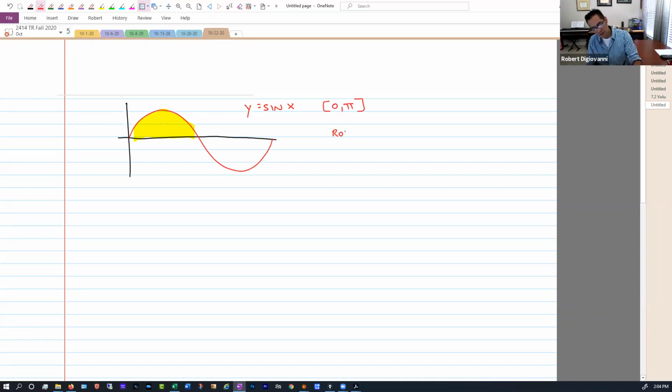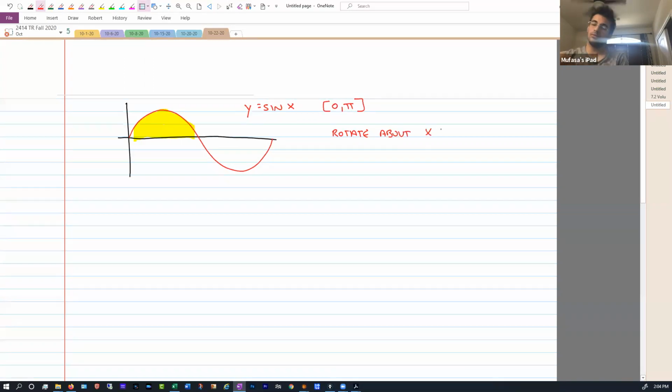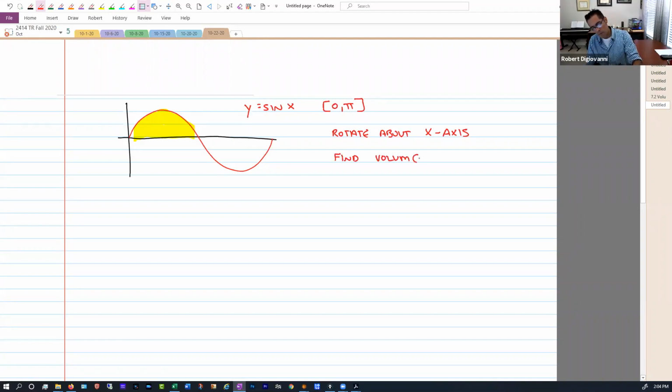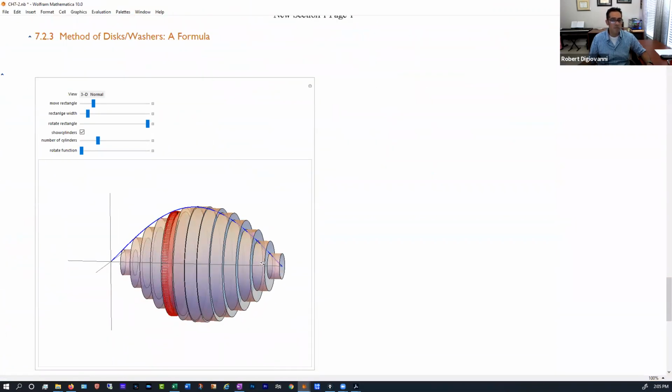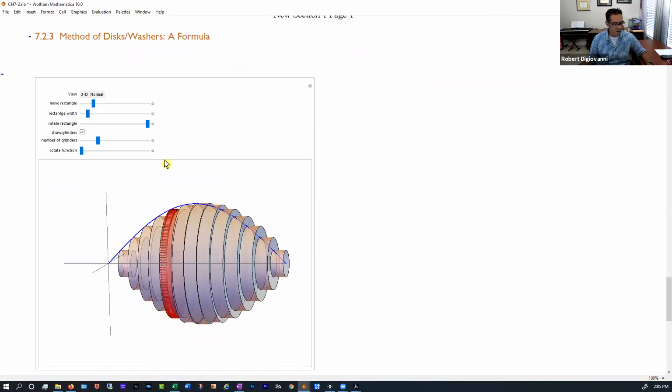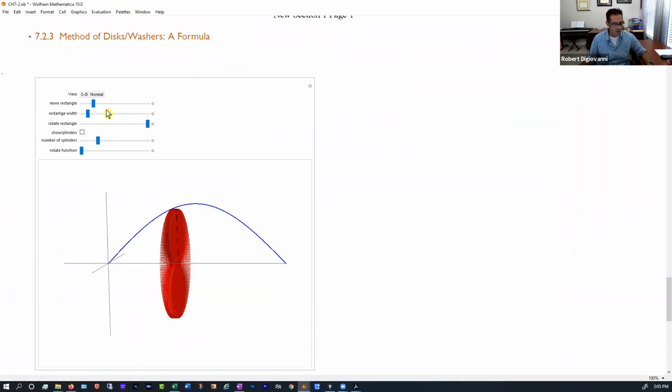I want to rotate this about the x-axis. And I want us to find the volume. So geometrically, it's very much this problem right here, isn't it? I mean, that does kind of look like the sine function. Would you all agree? I mean, that kind of looks like the first arc of sine, maybe a little bit.